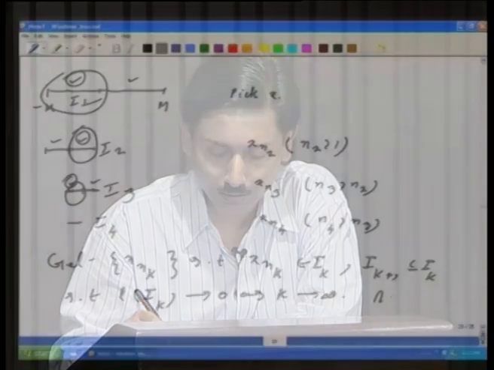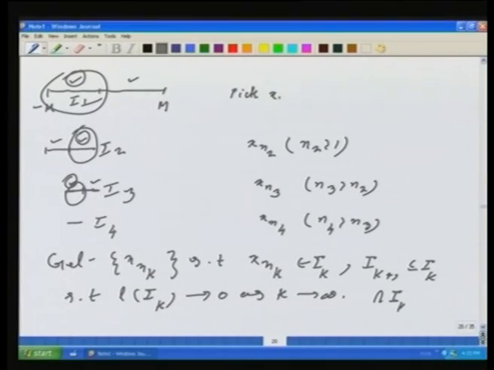Now, I am in a position to apply the nested interval theorem, that is, I look at the intersection of I k. Then by the nested interval theorem there is some x naught sitting inside this, and this implies that the subsequence x n k converges to x naught. Well, this is what we are trying to find out.